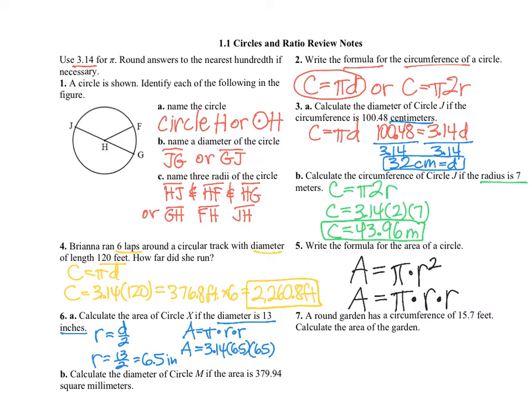And does it ask us to round to the nearest hundredth? Oh, clear up here at the very top. And that's the directions for the entire worksheet. So round to the nearest hundredth if necessary. My answer is 132.665. So I'm going to round that to 132.67 inches.